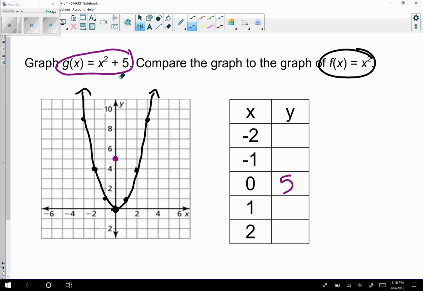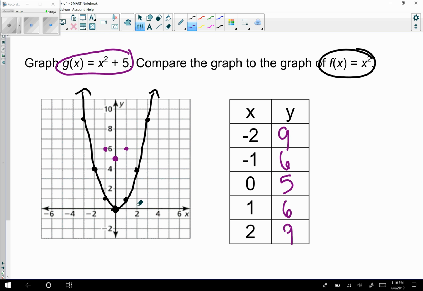If I start plugging 1 or even -1 in, those both just turn out to be 1. 1 plus 5 is just 6. So I'm going to be at 1, 6. And then again, through symmetry, that's just going to be on the same number, just on the opposite side. Now if I start plugging 2 in, so 2 squared is 4. 4 plus 5 gives us 9.